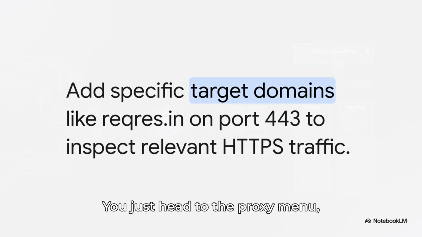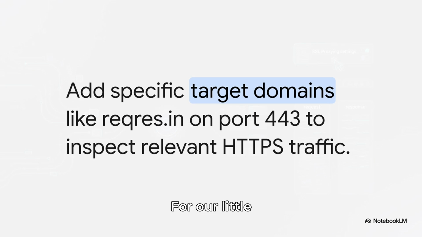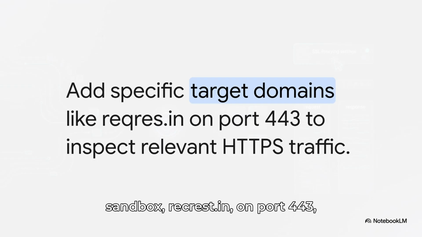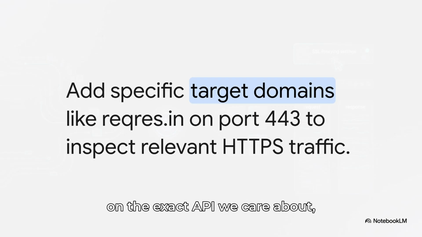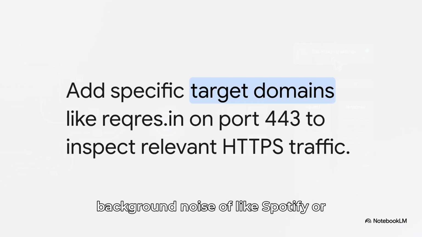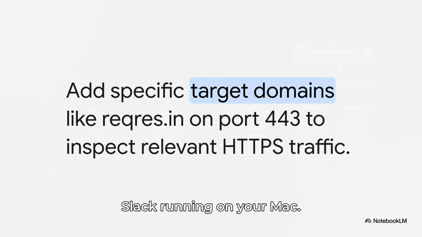You just head to the proxy menu, open SSL proxying settings, and add your target. For our little support scenario here, we're using a public REST API sandbox, reqres.in, on port 443, which is the standard HTTPS port. Adding this specific rule keeps our workspace laser-focused on the exact API we care about, so we're not drowning in the background noise of, like, Spotify or Slack running on your Mac.